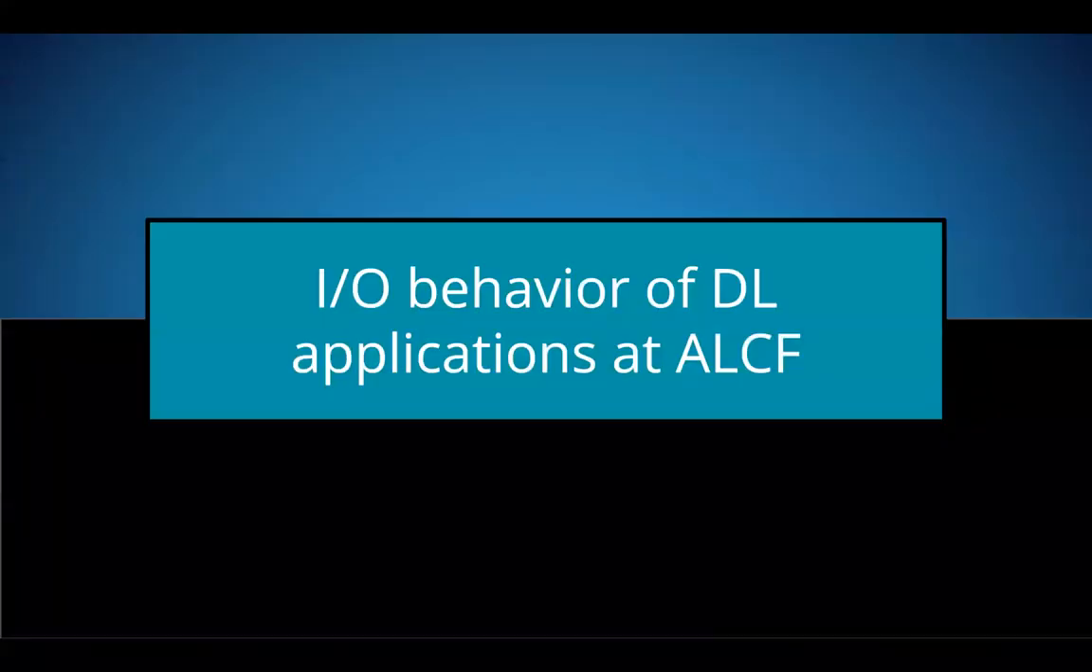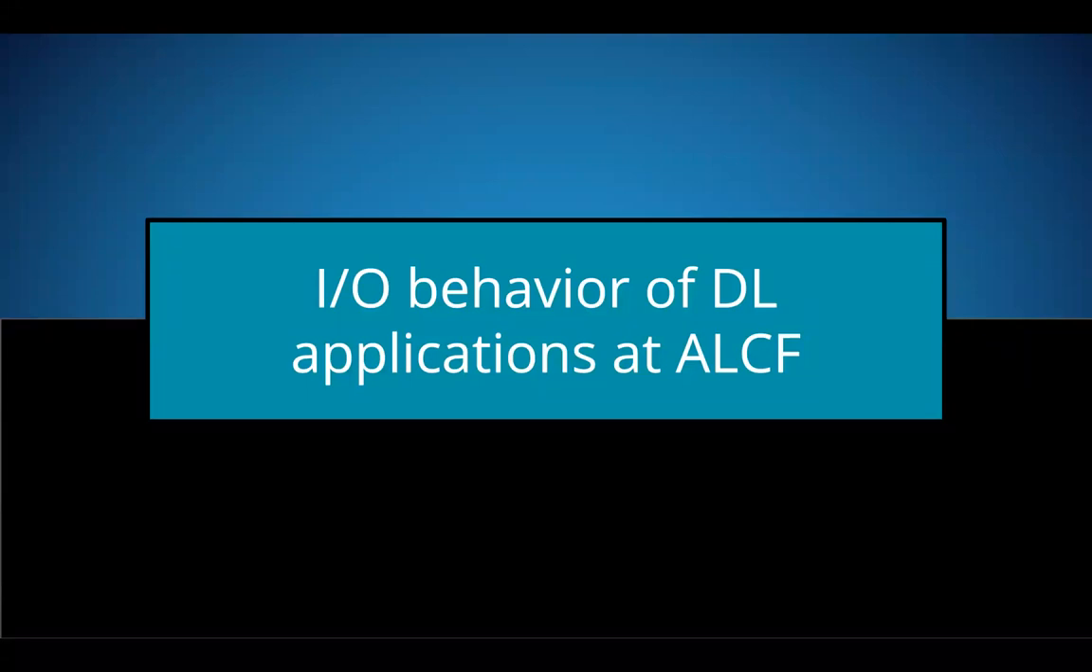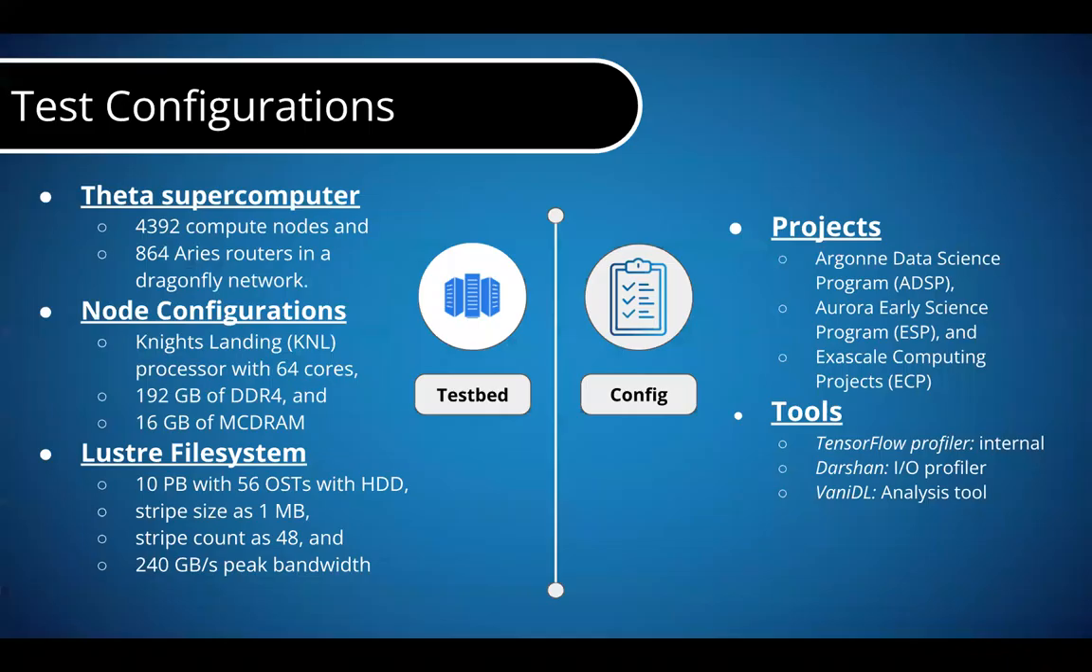To achieve this representative benchmark, we first need to understand the IO behavior of scientific deep learning applications. For this, we use the applications present at the Argonne Leadership Computing Facility, because they had a lot of applications from new projects which were upcoming. So we use that as a use case for the study. In this study, we utilized the production supercomputer at ALCF, which is Theta, and all the applications were part of ongoing projects at Argonne targeted towards the next exascale era, as listed on the right.